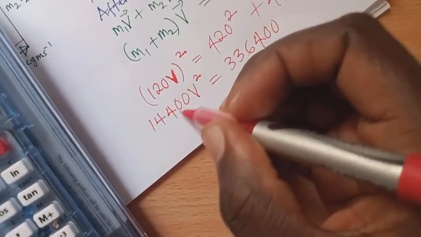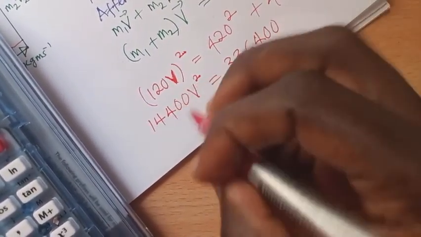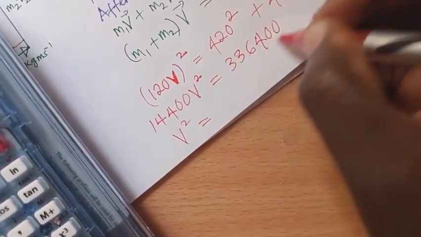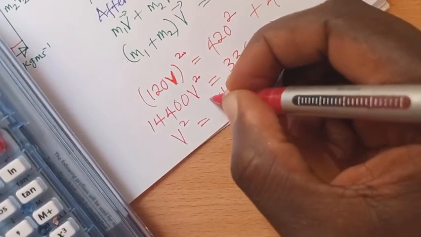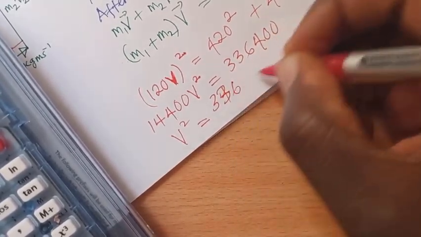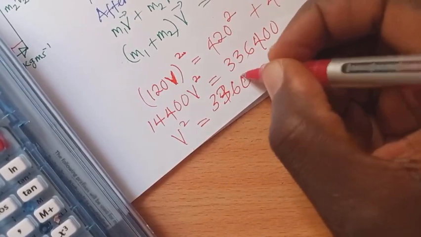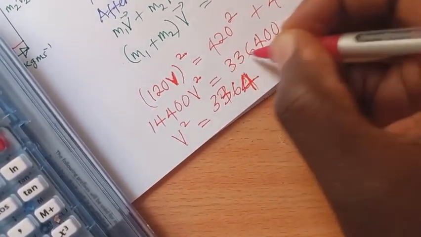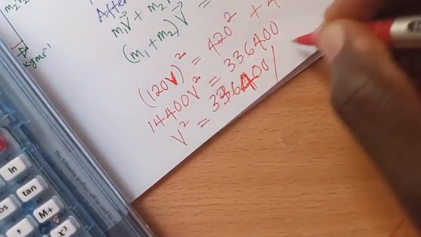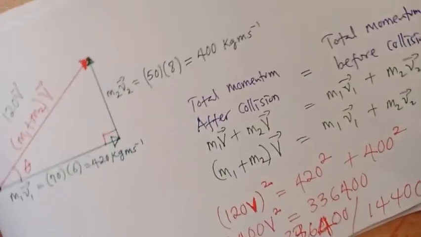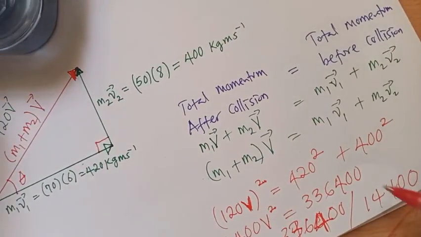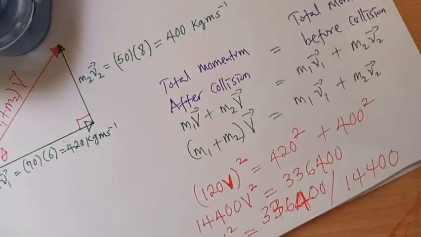Then I will divide both sides by this, so I have V squared equals what I have here divided by the coefficient of V squared, 336,400 divided by 14400. Okay, clearly the two zeros here cancel, but because I know some people have issues with mathematics, I'm going to ignore that.